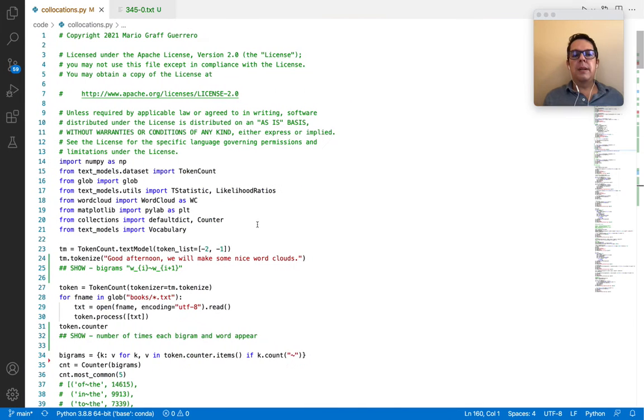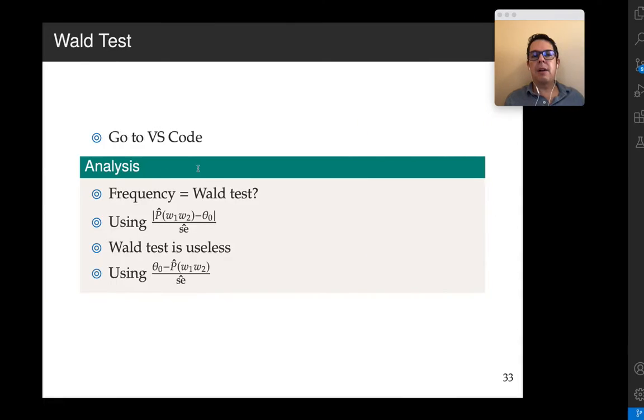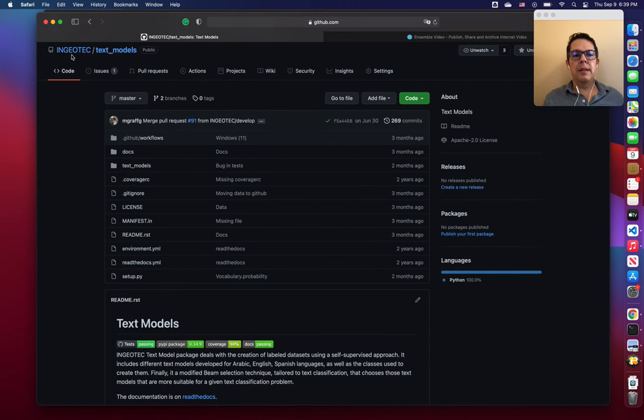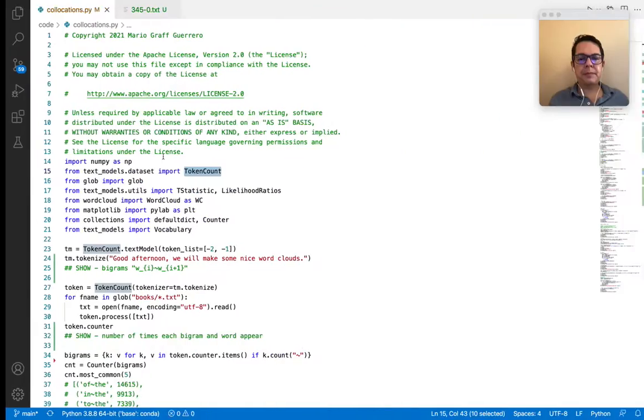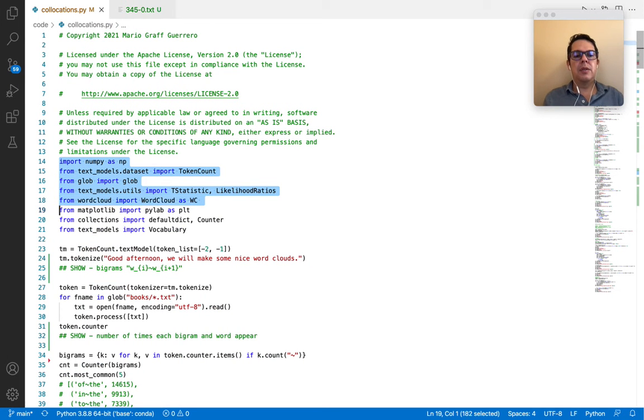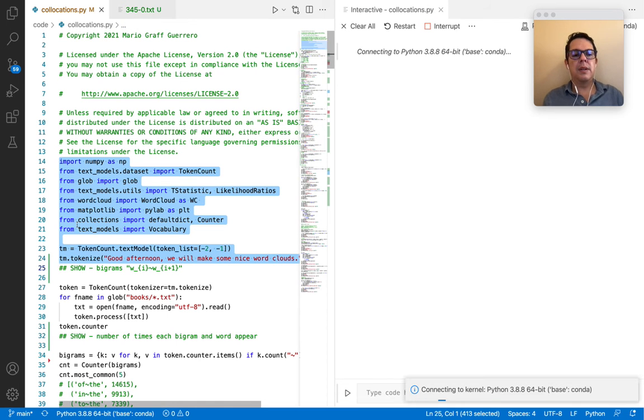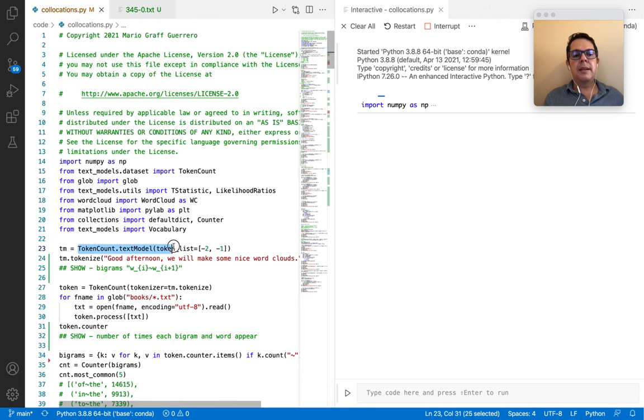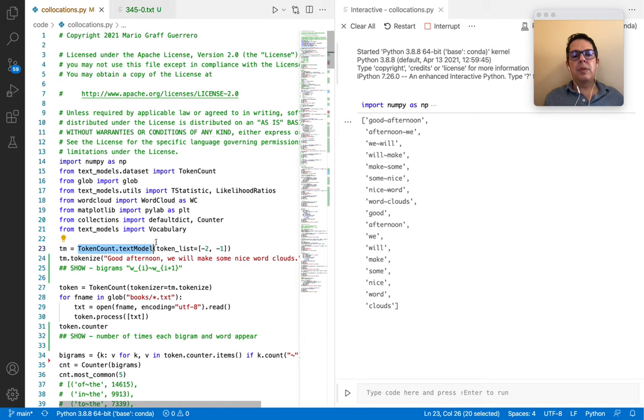Okay, I'm going to go to VS Code. What we are going to use is this library that can be found on GitHub, on the Ingotech GitHub. It's the library text models, and there you can find the class that we are going to use. So I'm going to execute this part. We are going to create a tokenizer. The tokens that we are interested in are the bigrams, -2 and -1, which means the words.